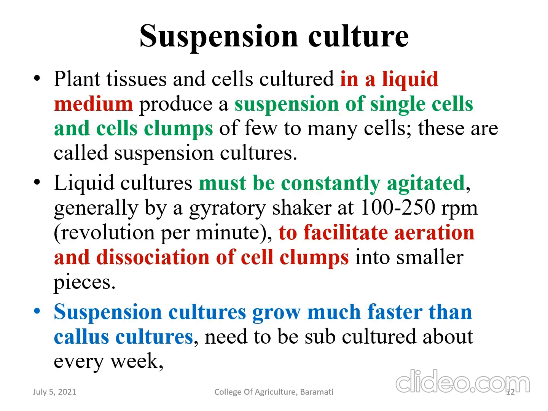So all your callus mass dissociates and forms numerous single cells and cell clumps which are completely dissociated, suspended in a liquid media, and it generally becomes the suspension culture. Now suspension cultures grow much faster than the callus cultures and need to be subcultured about every week. Callus growth is very slow. You need 6 to 8 weeks for a callus mass to grow up to a certain size.